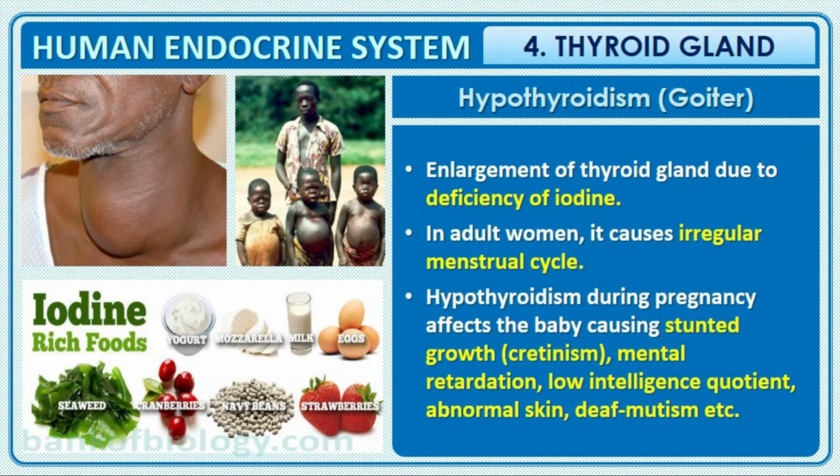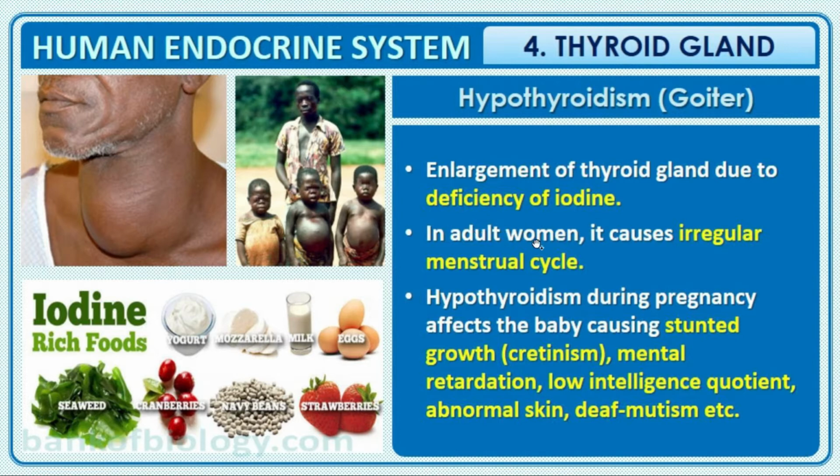The first one is hypothyroidism. That means the lack of thyroxine. Hypothyroidism is otherwise known as goiter, that means enlargement of the thyroid gland due to deficiency of iodine. So iodine is very essential for the normal functioning of the thyroid gland. The deficiency of iodine causes enlargement of the thyroid gland. Here we can see the neck region, there is a swelling, no? Yes. This is known as goiter. The swelling of the thyroid gland takes place due to the lack of iodine.